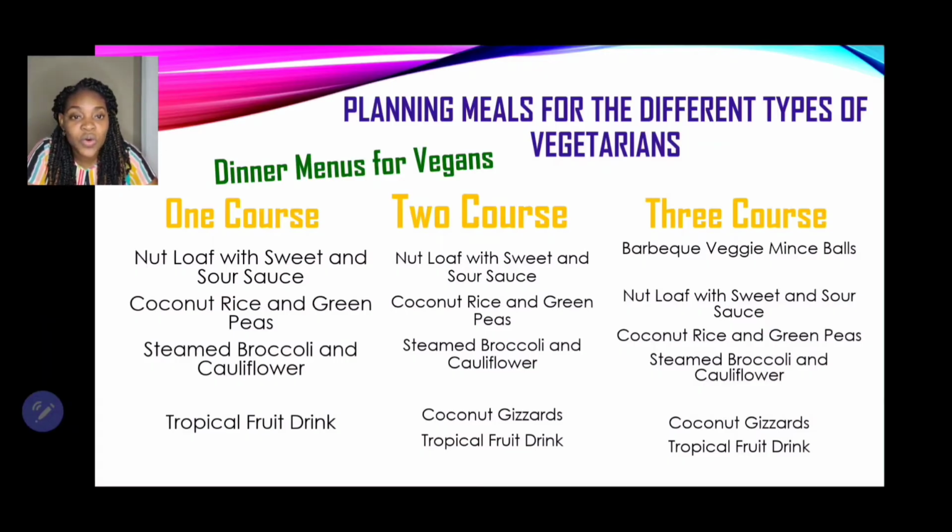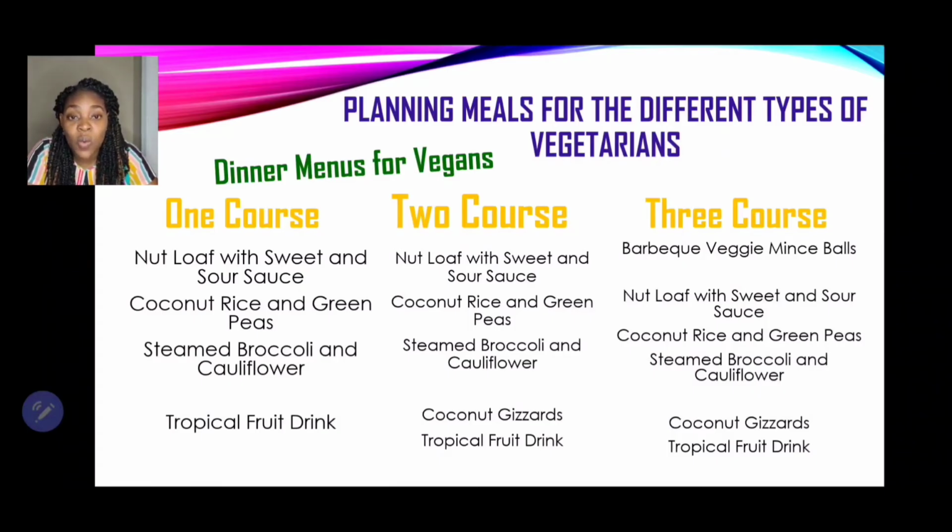Now let us take a look at the 1 course. So we have nut loaf with sweet and sour sauce, coconut rice and green peas, steamed broccoli and cauliflower. Now remember, the juice there is optional. Now, to turn that one course into two course, we've added coconut gizzard, right? We could have also added an appetizer, which could be barbecue veggie mince balls, with the main course as well, right? And for the three course, you see where we added an appetizer and the dessert.